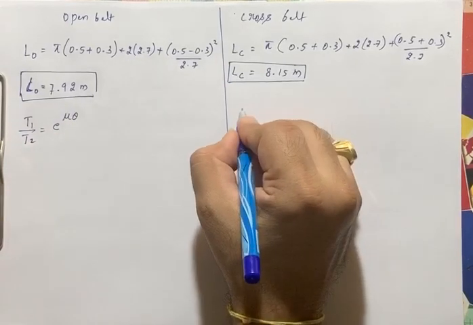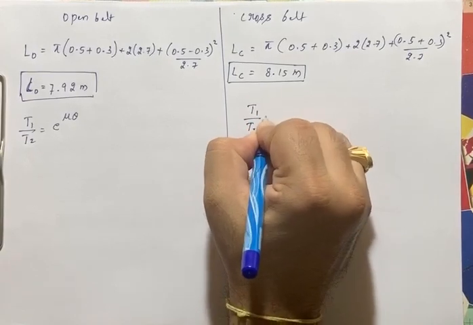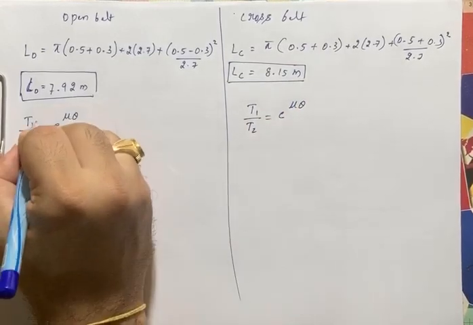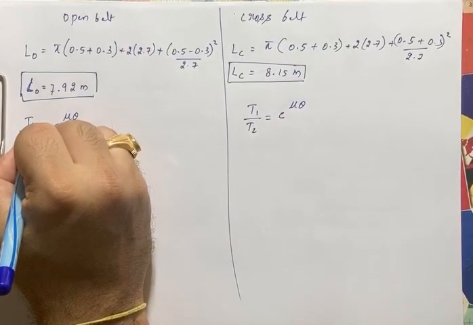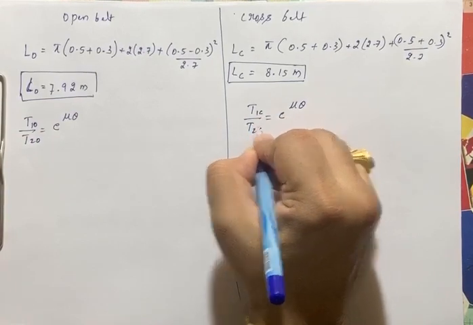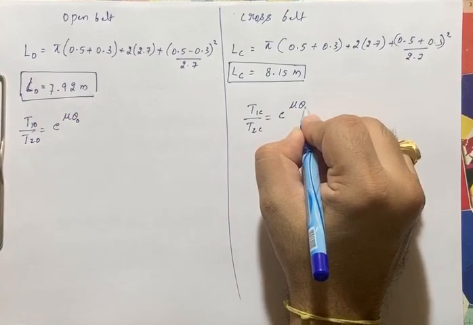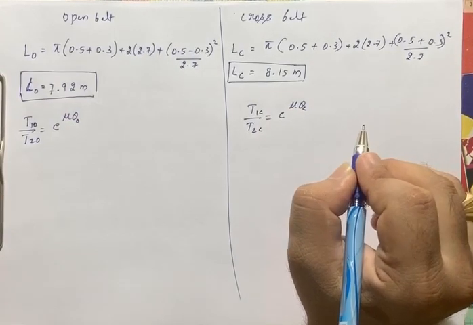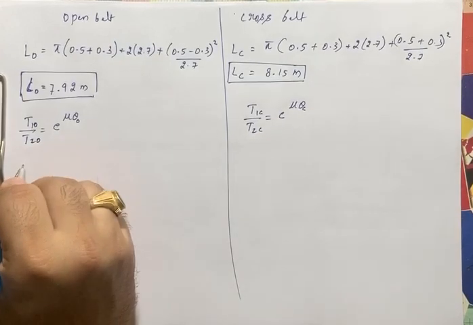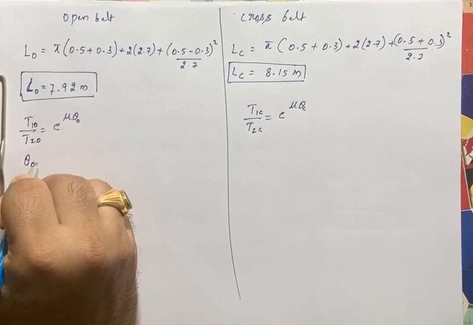The same formula will be used for this one. T1 by T2 is equal to e power mu theta here, right? This is T1O, T2O, T1C, T2C. This is for an open belt drive O, this is for a cross belt drive C, but mu remains the same for both the cases, right? So first I'll start writing one by one, that is theta O.